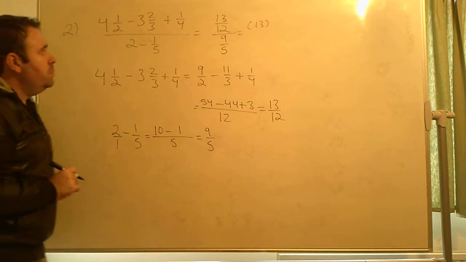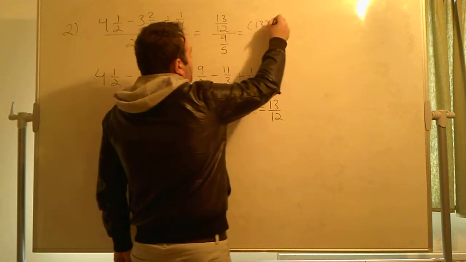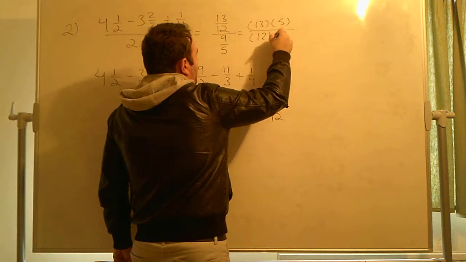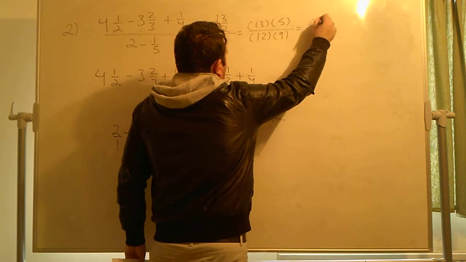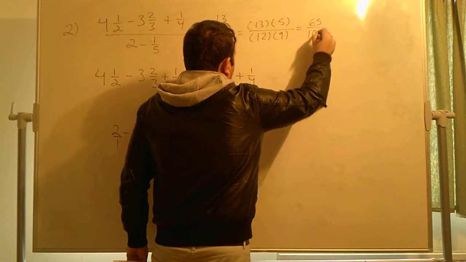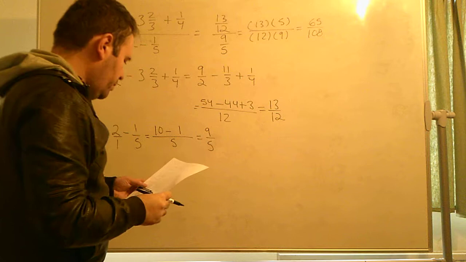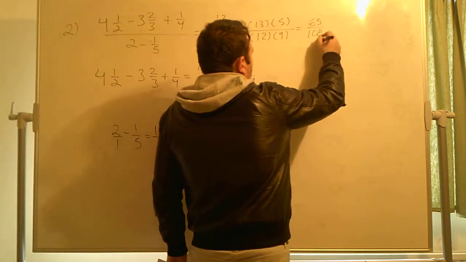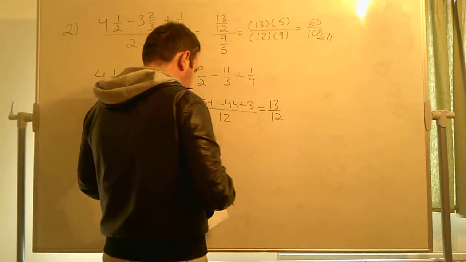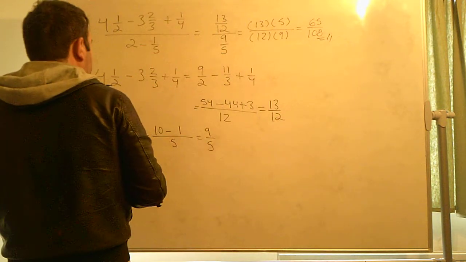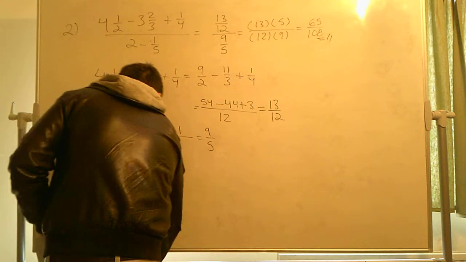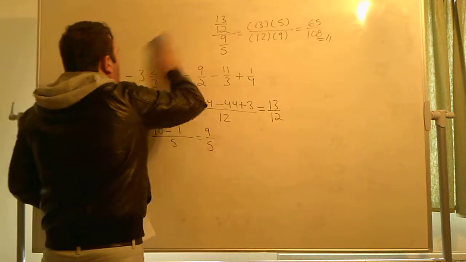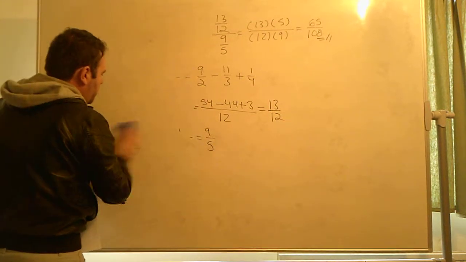Okay? 13 times 5 divided by 12 times 9. This will be 65 divided by 108. If you want to try to simplify that at home, you can try, but you cannot do it. So this is the final result. Let us try another example.